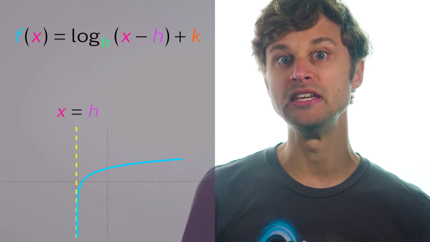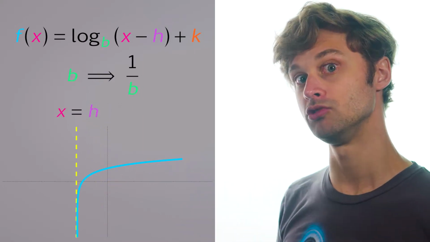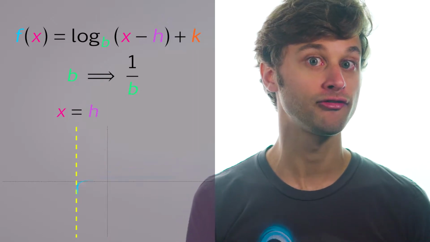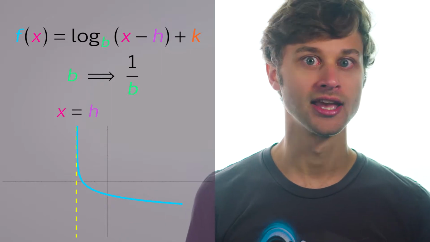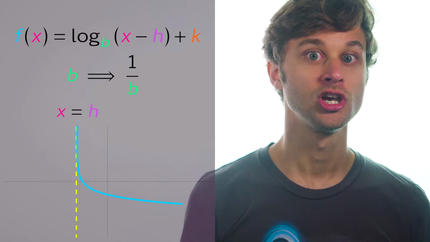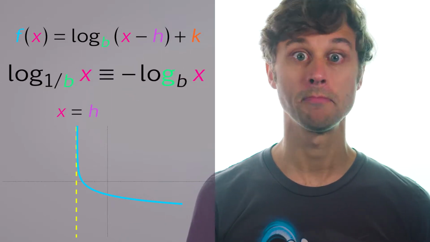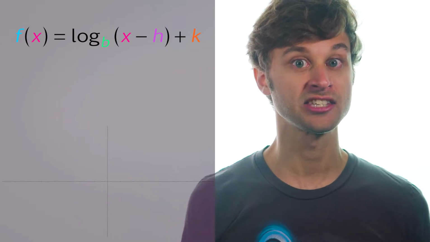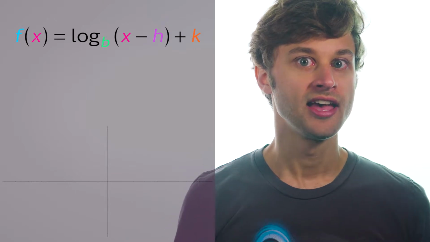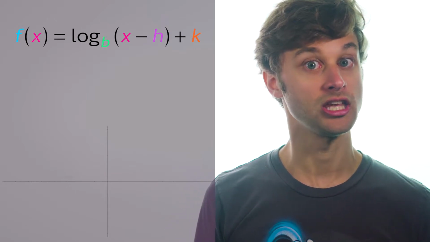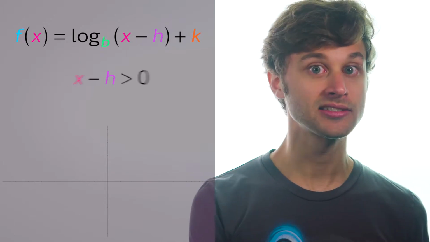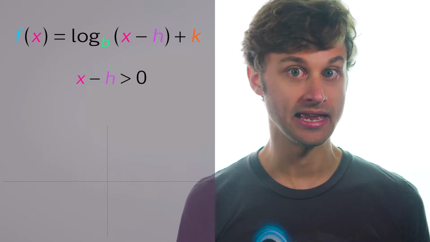Note that by changing b to its reciprocal, so if b is equal to 2, changing that to 1/2, that indicates a vertical reflection of the function. This is actually the same thing that happens when we multiply the whole function by -1. Now, what about that other side of the vertical asymptote? Well, it's important to note that the argument of the logarithmic function can never be negative. So x minus h can never be negative.